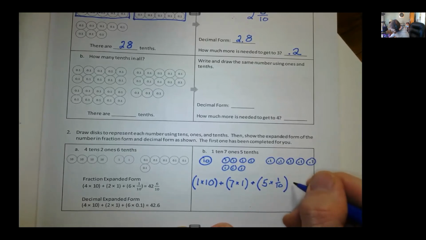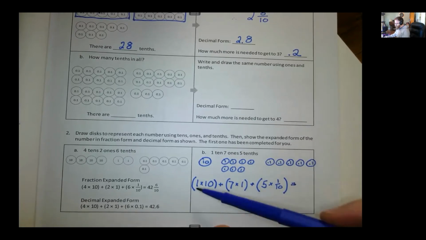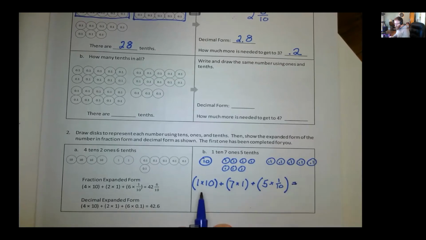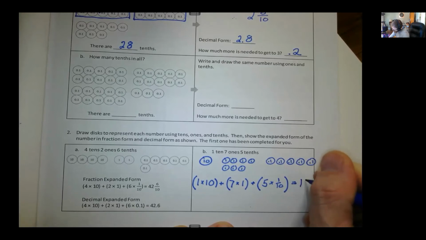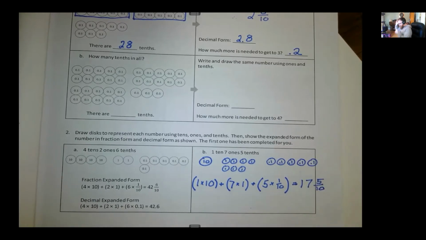Our total value is found by adding these 3 values together. 1 times 10 is 10. 1 times 7 is 7. 5 times 1/10 is 5 tenths. Adding these 3 values together, we get 17 and 5 tenths.